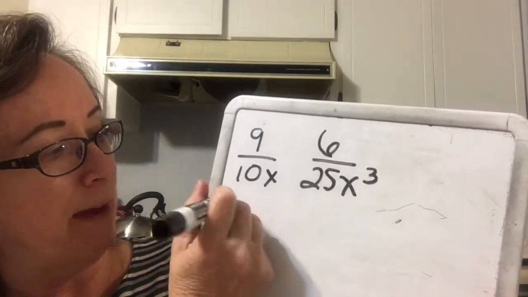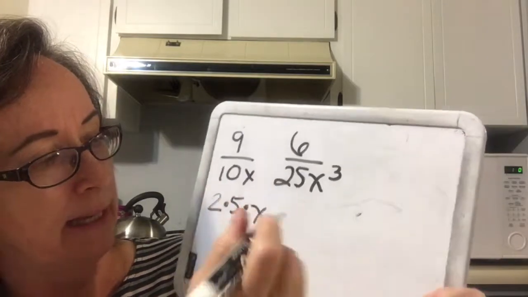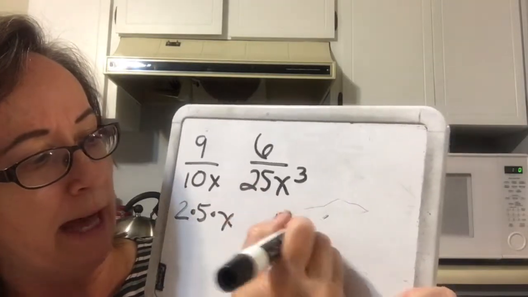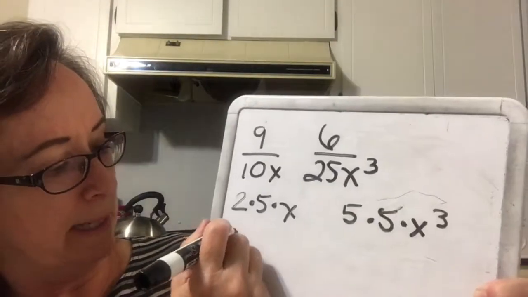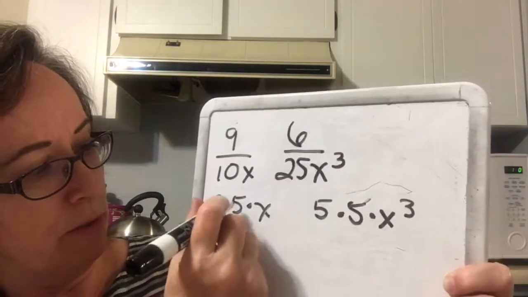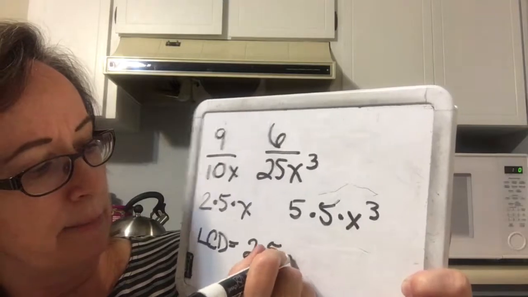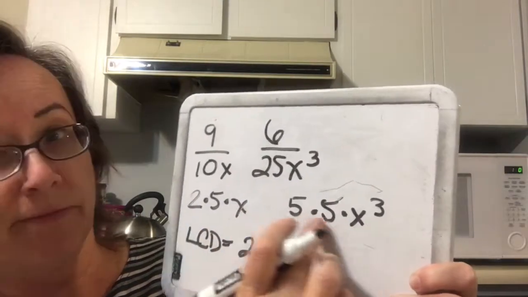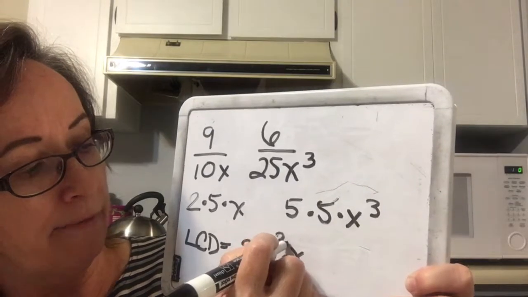So this one would factor as 2 times 5 times x. And this one would factor as 5 times x cubed. So my least common denominator is going to be 2 times 5 times x, and then this one has a 5 squared. So I am going to need a 5 squared.